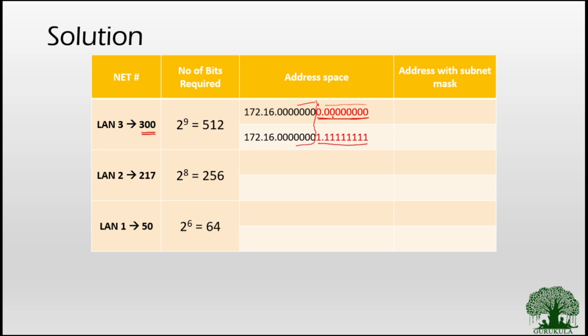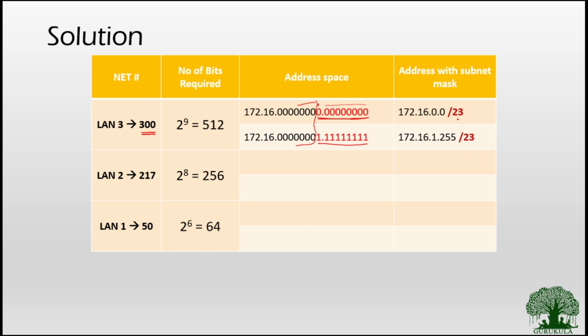Only the red color part has to be moved from all zeros to all 1s. When I do that, and then convert that into dotted decimal representation, I will get 172.16.0.0 and 172.16.1.255 as the ending address.